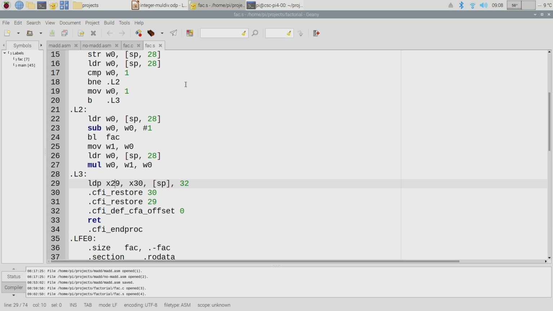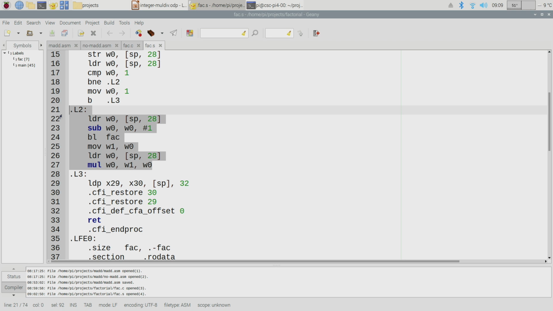Pop X29 and X30 off the stack and return. We're done with that routine. Okay. So the meat of it happens here in L2. All right, so here's where the meat of it happens, right?